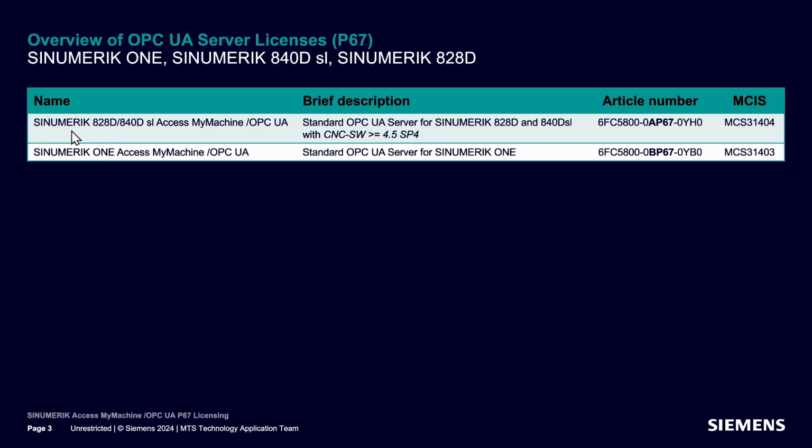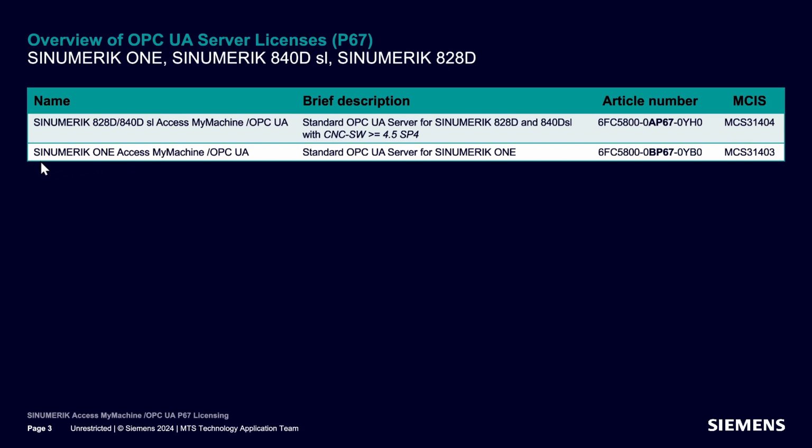Here you can see that we have two different line items. If you have a SINUMERIK 828D or an 840T solution line control, and if your CNC software is greater than or equal to 4.5 Service Pack 4, then you may be interested in purchasing the article number here or the one furthest to the right, depending upon your region.